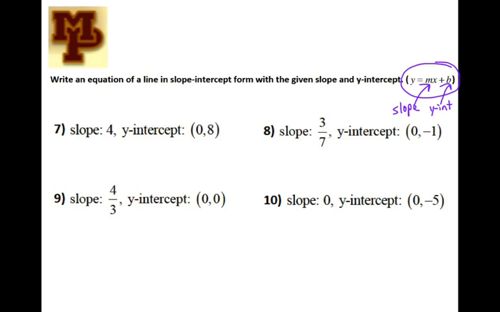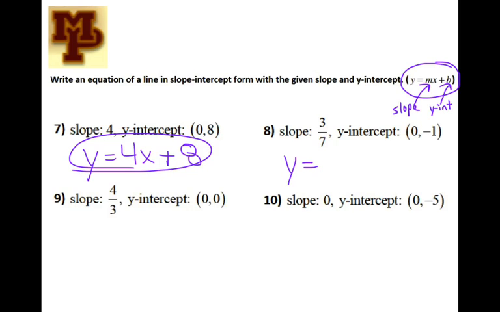So the first one, we go y equals 4x, and then plus whatever the y-intercept is, so it's 8. And then this one is y equals 3/7 x minus 1.